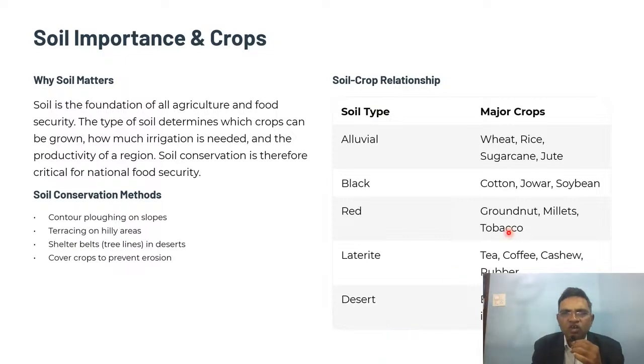So soil-crop relationship. So these are the soils mentioned, almost five. Alluvial soil, through which we produce wheat, rice, sugarcane, jute. Black soil is best suited for cotton, jowar, and soybean. Red soil, we can produce groundnut, millets, tobacco. Then laterite: tea, coffee, cashew, rubber. Then desert soil, what can we do? We can produce bajra, barley with irrigation. So this is the soil importance and crops.